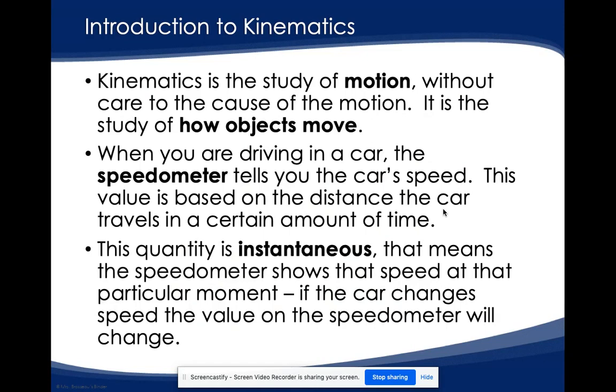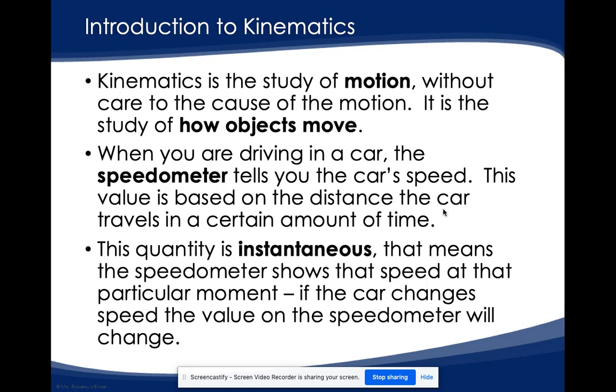So kinematics is the study of motion. It's a study of how objects are moving. A lot of these examples will be of vehicles because that's the easiest way to describe it. When you're driving, your speedometer is telling you your car's speed, and that has to do with the amount of distance you've covered in an amount of time.